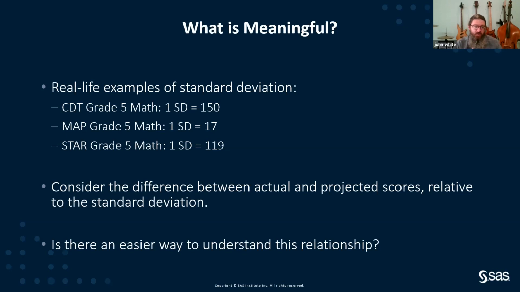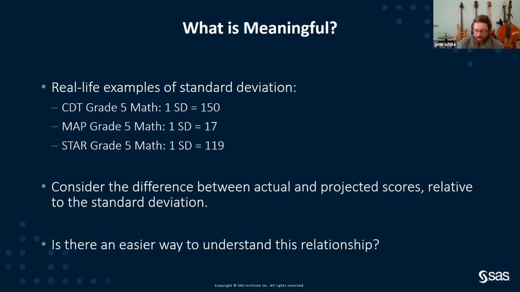In contrast, with the grade 5 MAP data, the standard deviation is only 17. So 17 points, that means a change in scale score points with a value of 10 on the MAP versus the CDTs would mean something very, very different from one another. STAR is somewhere in between. So the Renaissance Learning STAR assessment in grade 5 math is more like a 119. This is with actual real data from Pennsylvania to give you an idea of what the differences are there.